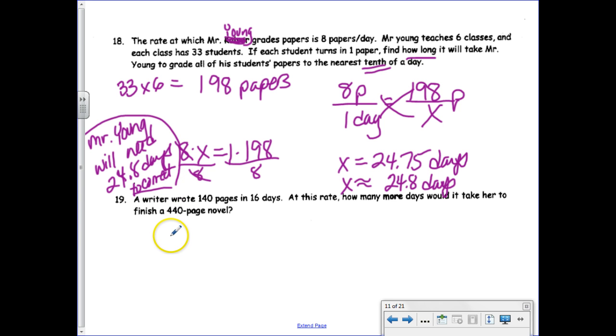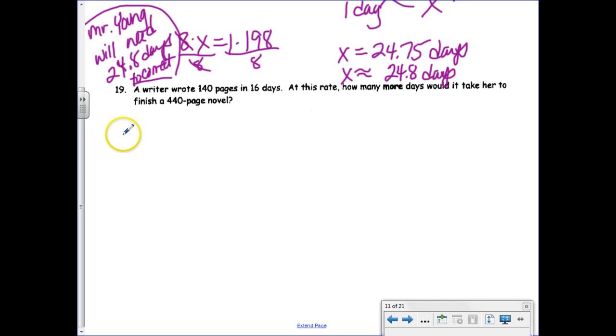19's kind of tricky. That's a special challenge one. Okay, so let's figure out the first part. A writer wrote 140 pages in 16 days. Okay, so this is a rate. It says at this rate, how many more days would it take her to finish a 440-page novel?